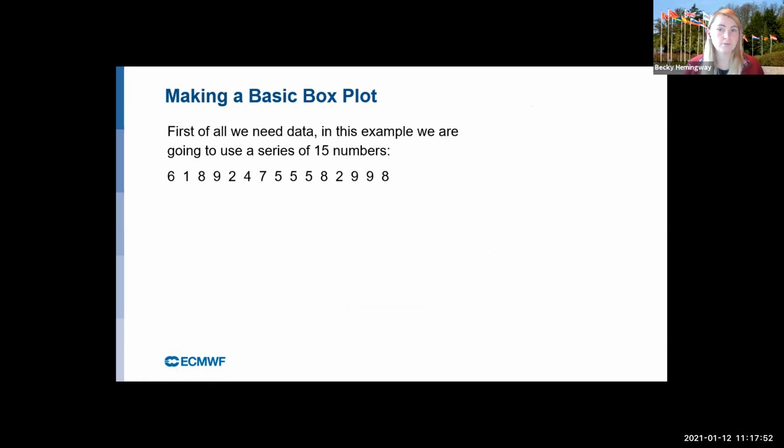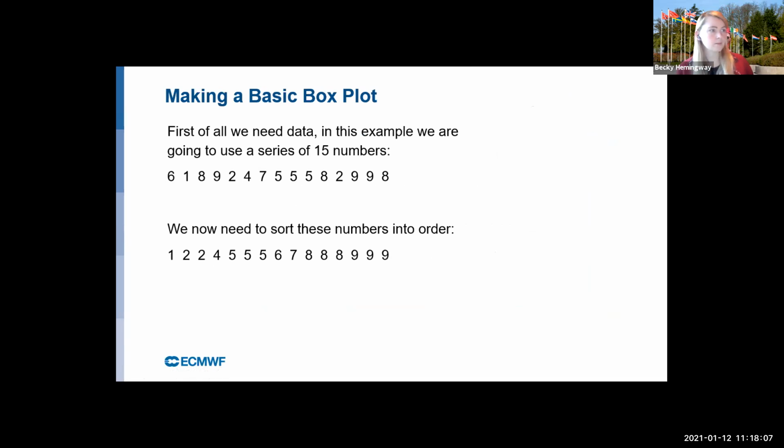So we're going to start with a very basic example of making a box plot. So first of all, we need some data. So we're just going to use a series of 15 numbers to make our first box plot. So the first thing we need to do is to sort these numbers into order. It doesn't matter how many numbers or what numbers they are, but in order to make the box plot, they need to be sorted into order first. So that's what we've done here. So we're just going from 1 to 9.